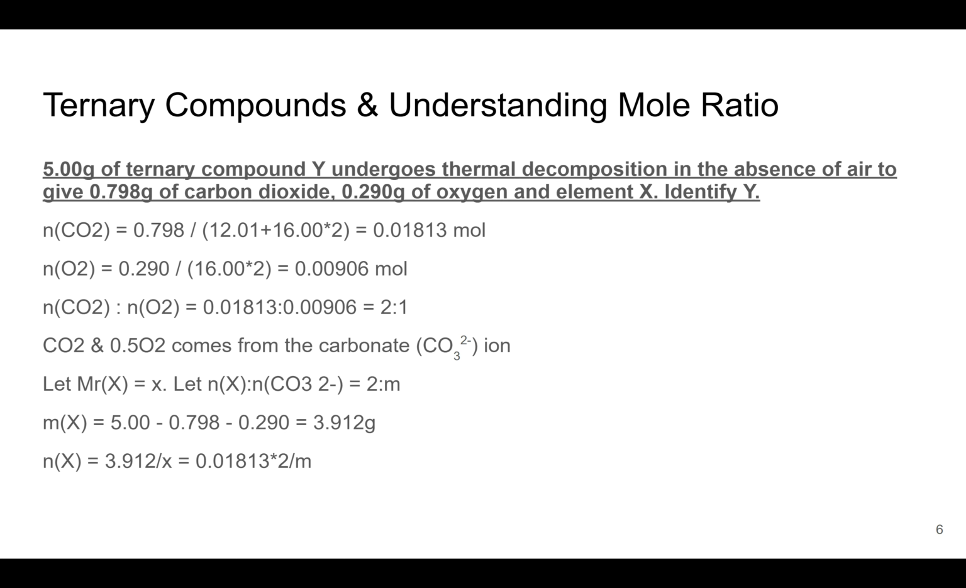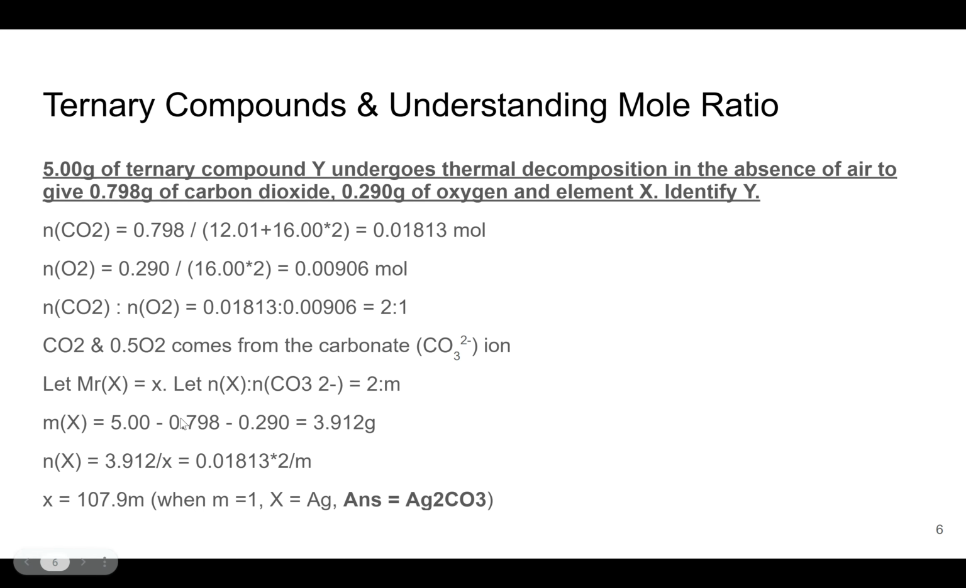So let me just repeat this since this is very important. On the left-hand side of this equation, we find the number of moles of X produced by using the mass of X. So the mass of X is 3.912, divided by its molar mass, we find the number of moles. Another way to find the number of moles is to take the mole ratio of X to carbonate and multiply it by the amount of carbonate that is present in the same mass of Y. And using this, we have set up this equation which we can then solve.